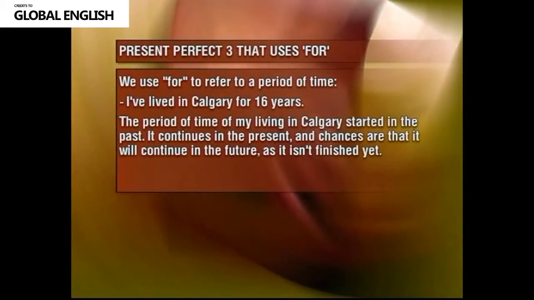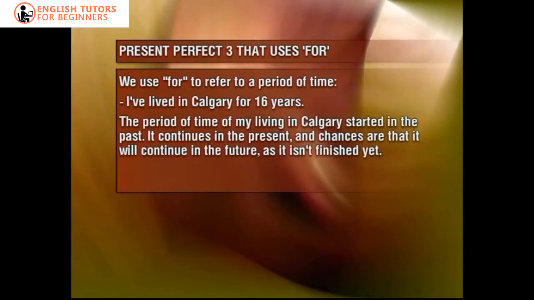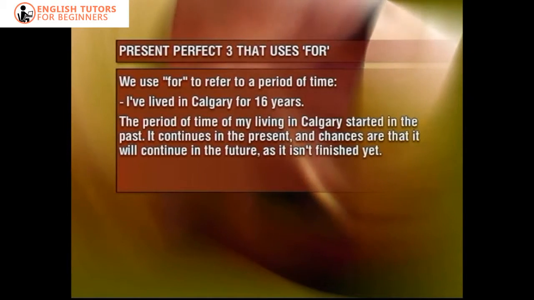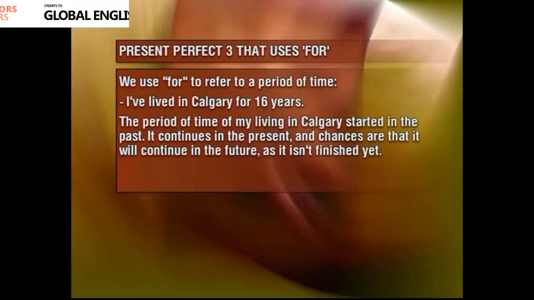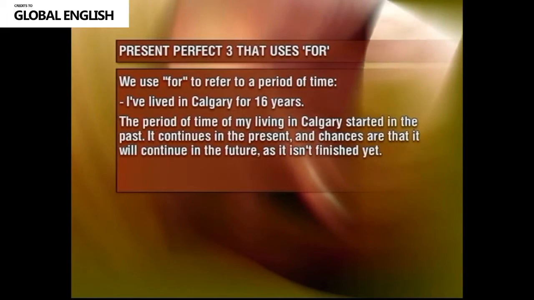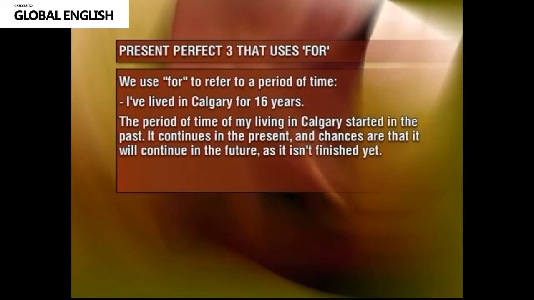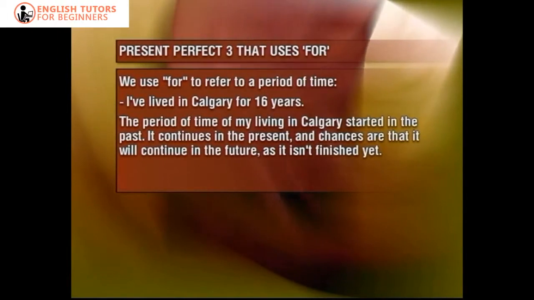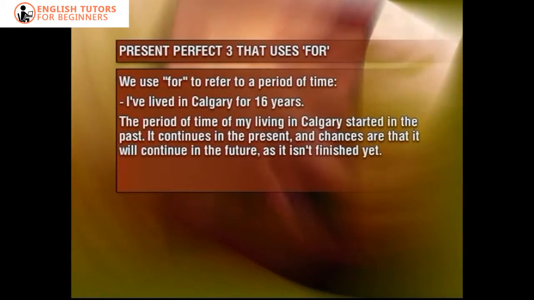Present perfect 3 that uses for. We use for to refer to a period of time. I've lived in Calgary for 16 years. The period of time of my living in Calgary started in the past. It continues in the present, and chances are that it will continue in the future as it isn't finished yet.